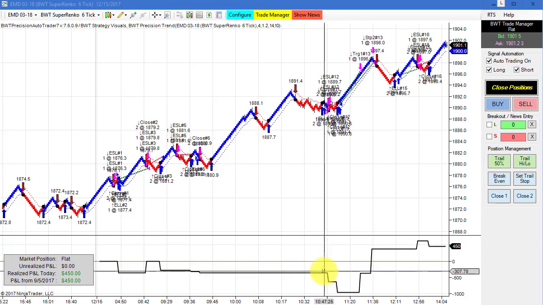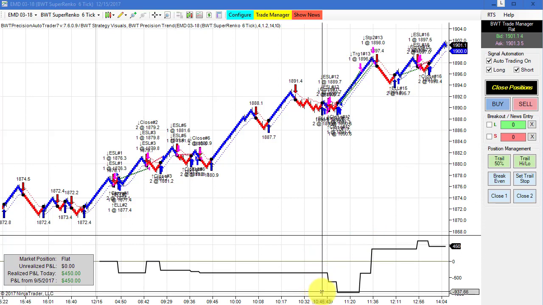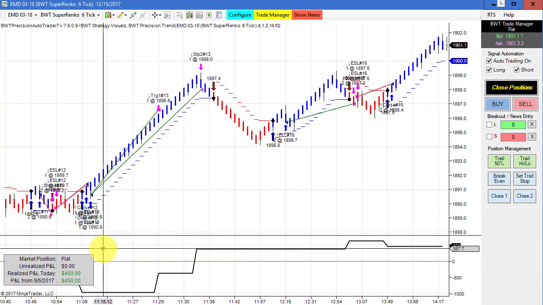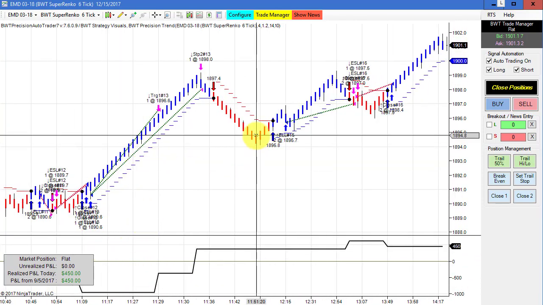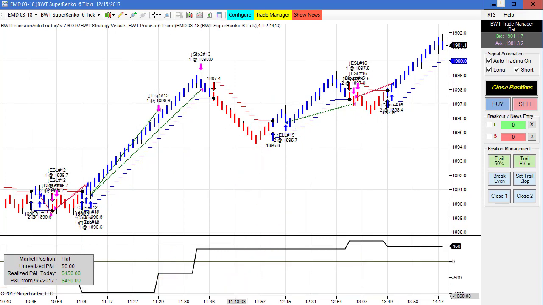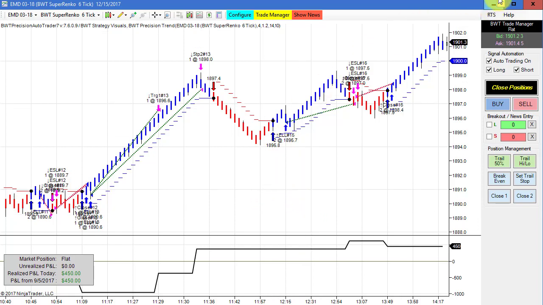Okay, the mid cap was largely underwater for most of the session. It drew down almost $1,000, but then recovered strongly with these winning trades here, and overcame its drawdown and deficit to finish at plus 450. So still a respectable day in spite of a drawdown of almost to the loss limit.